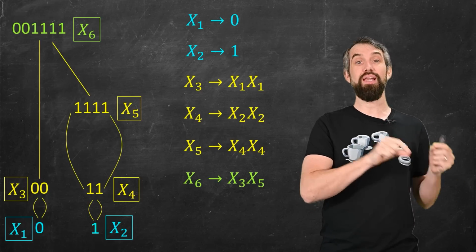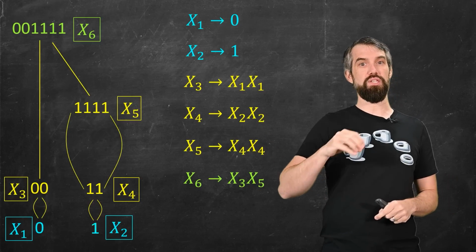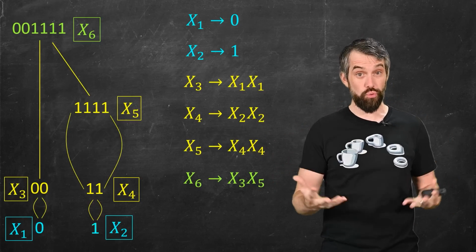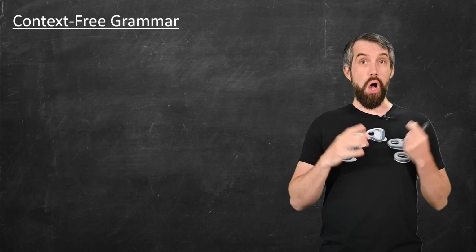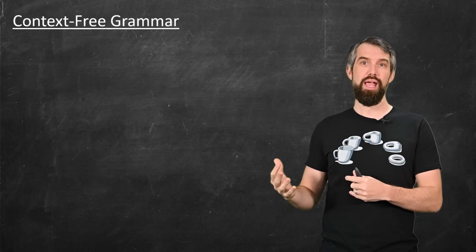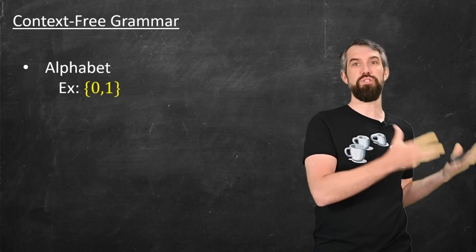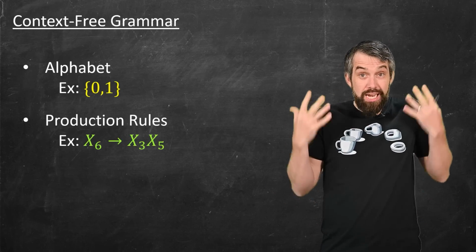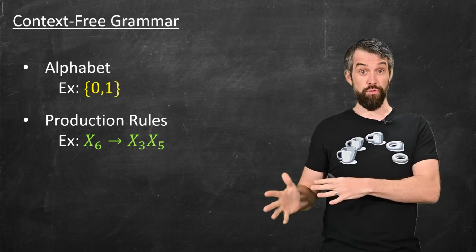and then finally, what's x6? It's x3, x5. So basically, we have this list of rules, these are called production rules, of how you assign these different strings, these variables that we have. So this is called a context-free grammar. And basically, in a context-free grammar, you have some underlying alphabet, so in our case, it was 0s and 1s. And then you assign all of these variables to production rules. We saw, for example, x6 going to x3, x5, and so forth.